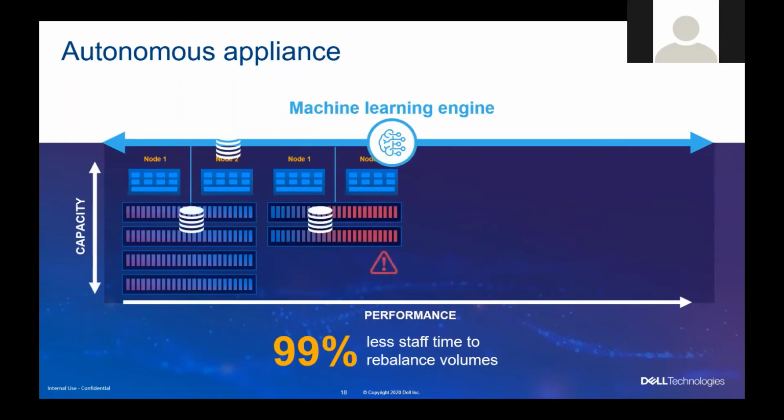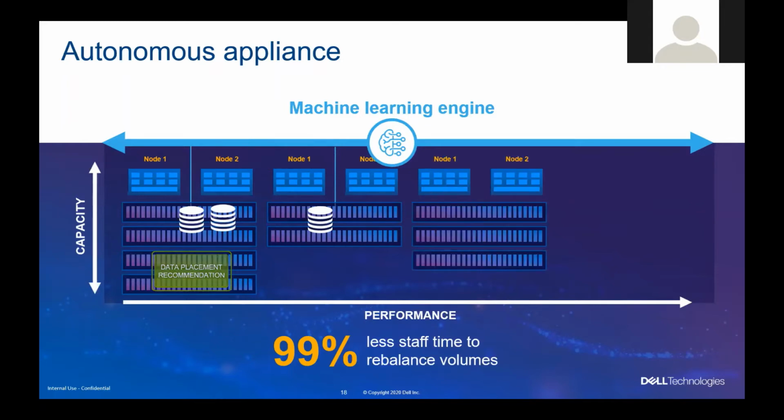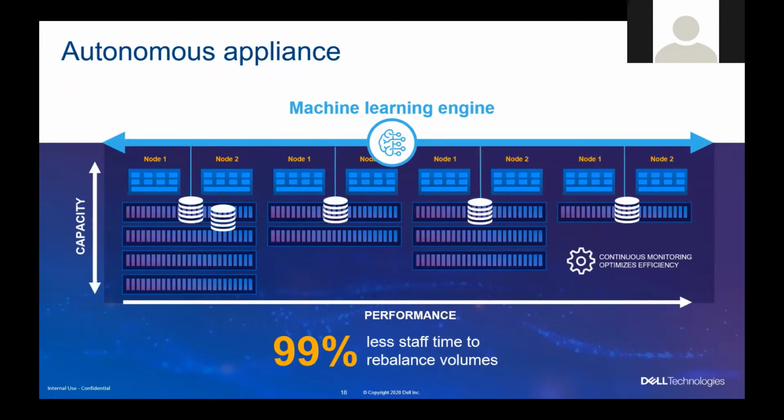And of course, we have the machine learning. This is what does everything. It figures out where the data needs to live based upon utilization and volumes, and if there's a hotspot on one node, it'll migrate that data to where it needs to go. And then as you expand, it will continuously optimize and move things around.